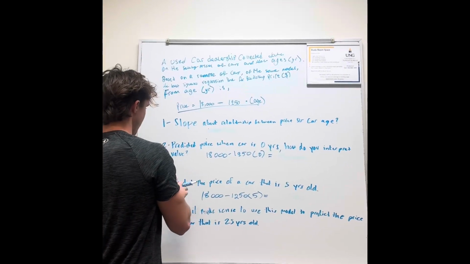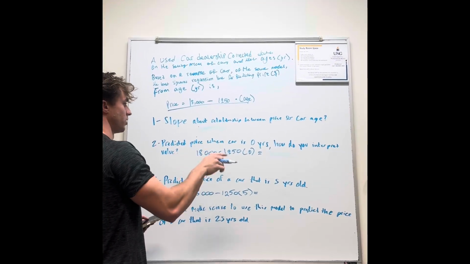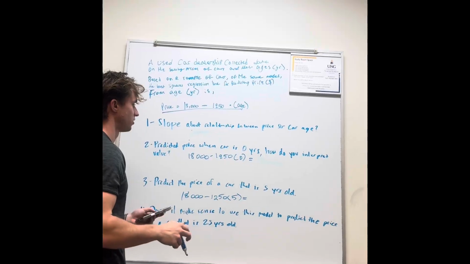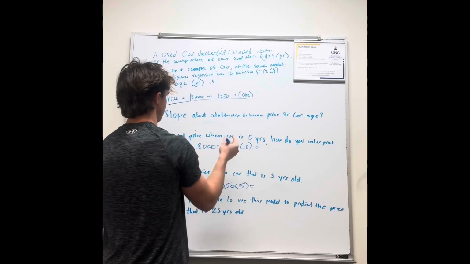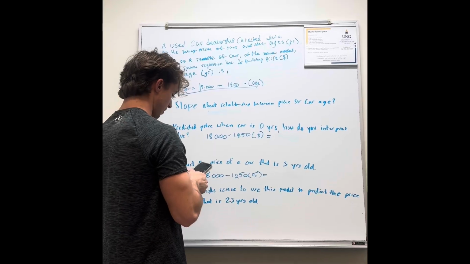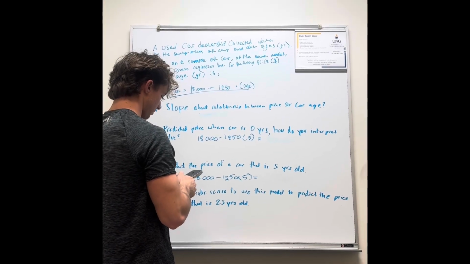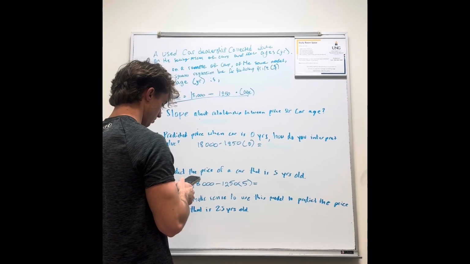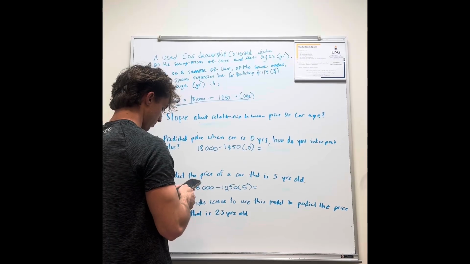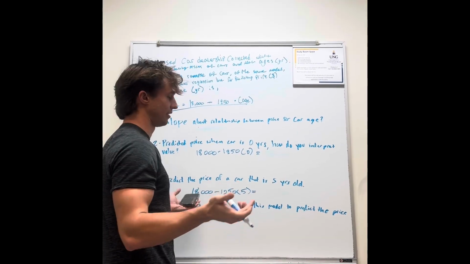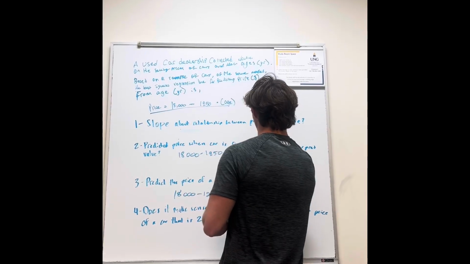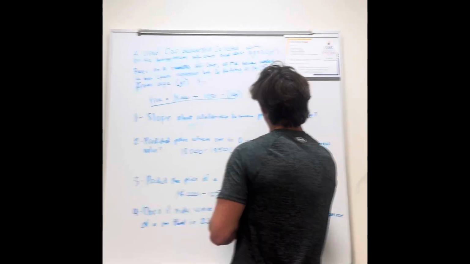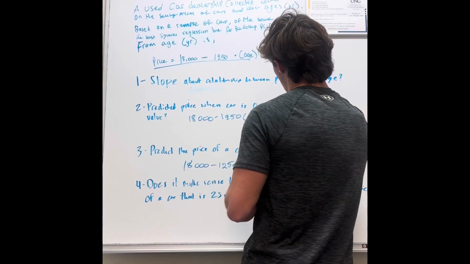And then number two, we have the predicted price when the car is 0 years old. And how do we interpret this value? So how we solve that is we plug 0 into the age x, pretty simple. So we would do 18,000 minus 1250 times 0. So that equals 18,000, obviously, because this will just cancel out. So when the car is 0 years old, it's going to be worth $18,000.